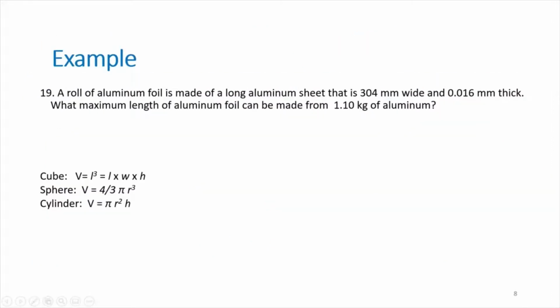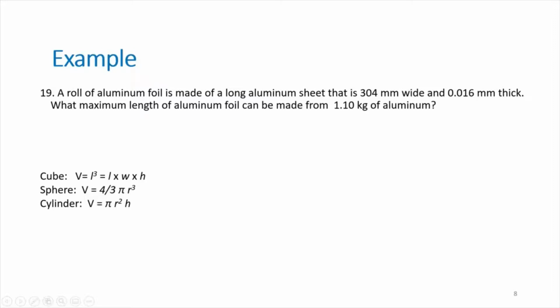Number 19. A roll of aluminum foil is made out of a long aluminum sheet that is 304 millimeters wide and 0.016 millimeters thick. What maximum length of aluminum foil can be made if we have a 1.10 kilogram sample of the aluminum?